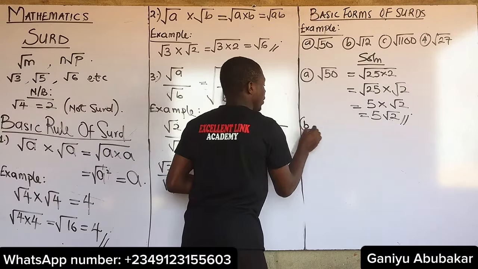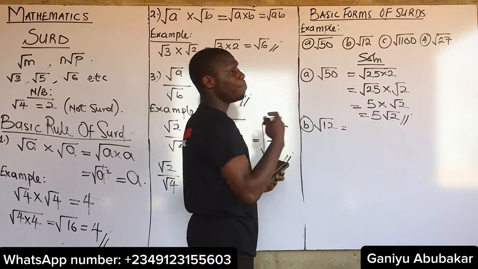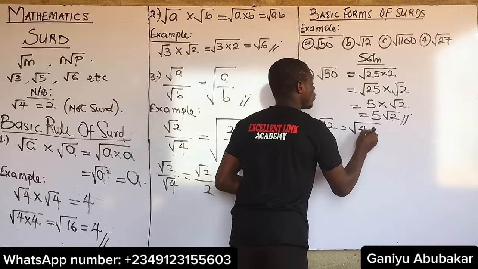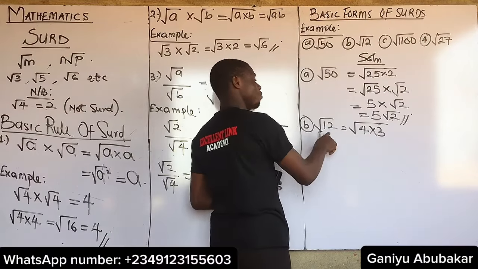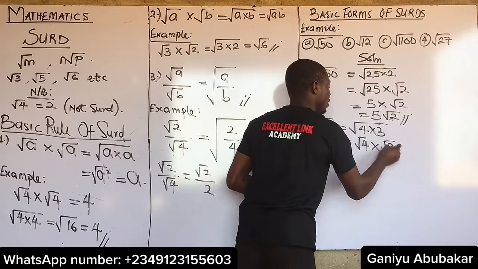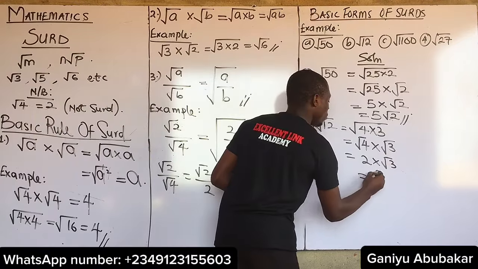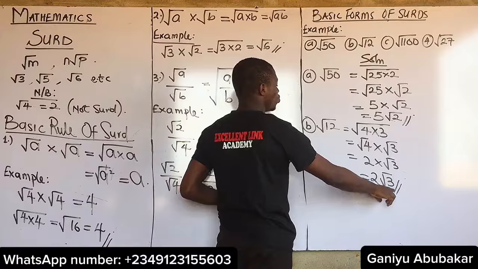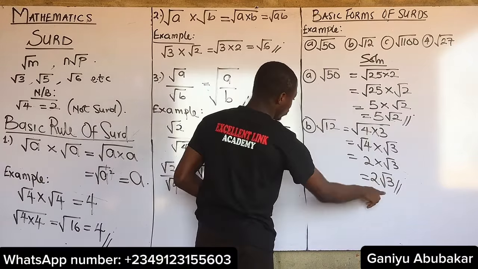Let's discuss example 2 here. I have root 12. Let's take root 12 back to its basic form. For root 12, I'll be having root 4 times 3. 4 is a perfect square. So 4 and 3 will give you 12. Separate this one, I'll have root 4 times root 3. Root 4 gives 2 times root 3. This becomes 2 root 3. So my answer becomes 2 root 3 when I take this surd to its basic form.